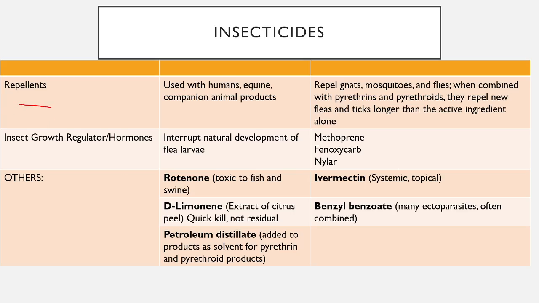Repellents, it's great to use repellents. Sometimes we'll have repellents that we use on horses, or sometimes our companion animal products to repel gnats, mosquitoes, flies, and combined with pyrethrins and pyrethroids, they will repel fleas and ticks longer than the active ingredient alone. Insect growth regulator hormones interrupt the natural development of flea larvae, and these are things that we will see put into dips and foggers and environmental sprays to prolong that activity so that they will last for 3 weeks or longer.